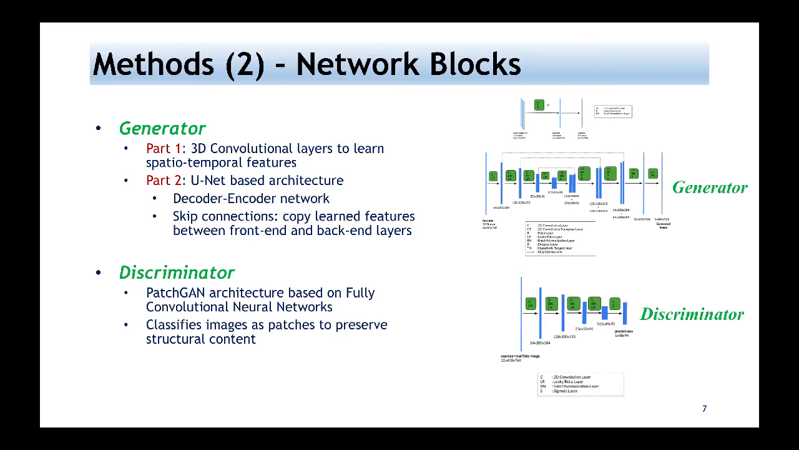front-end and back-end layers. The second part of our network, the discriminator, is a PatchGAN-based architecture based on fully convolutional neural networks. It doesn't classify the image as a whole, but instead it looks at patches and classifies them independently. The purpose of that is to preserve the structural content.